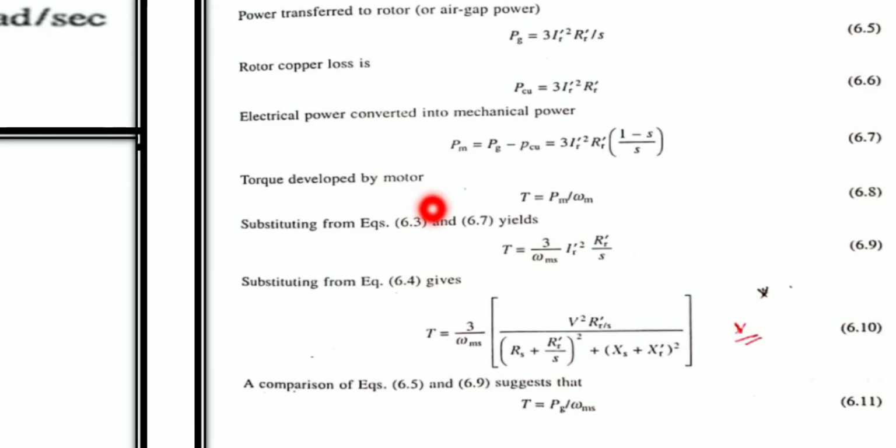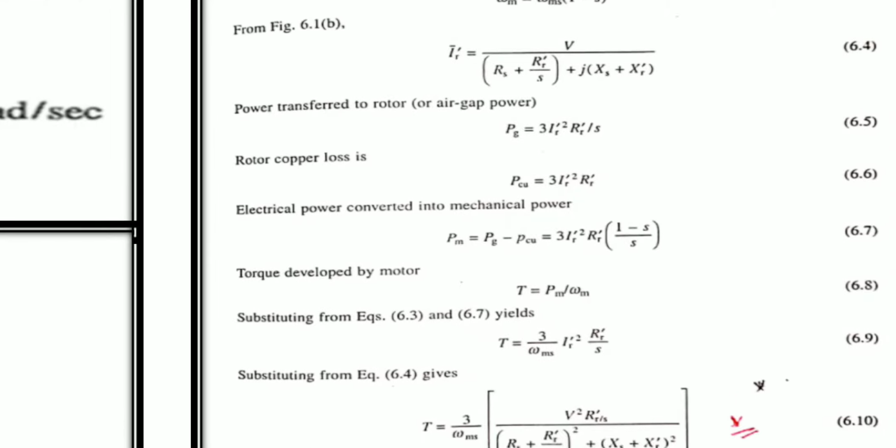Once we got the power, we can easily calculate the torque developed by the motor itself. What is the formula for the torque? Torque will be the ratio of the power divided by what? Omega m, it is nothing but the rotor speed itself. Power to the speed. Keep it in mind, torque is the ratio of the mechanical power to the rotor speed itself, P_M divided by omega m. Then what we got for the P_M now? Substitute this P_M: 3 I_R' square R_R' into the bracket of (1 minus S) divided by S, divided by omega m itself.